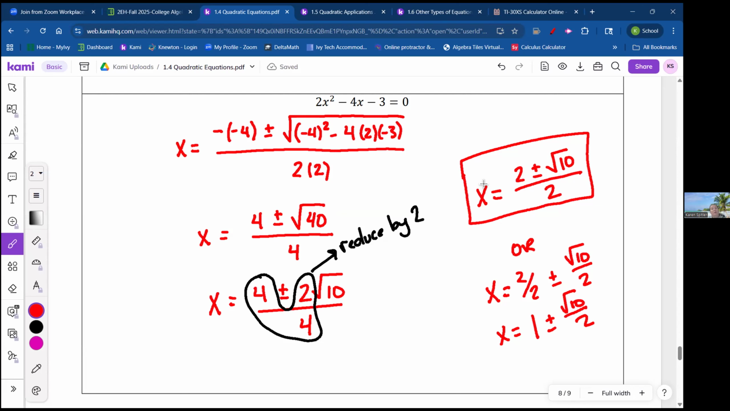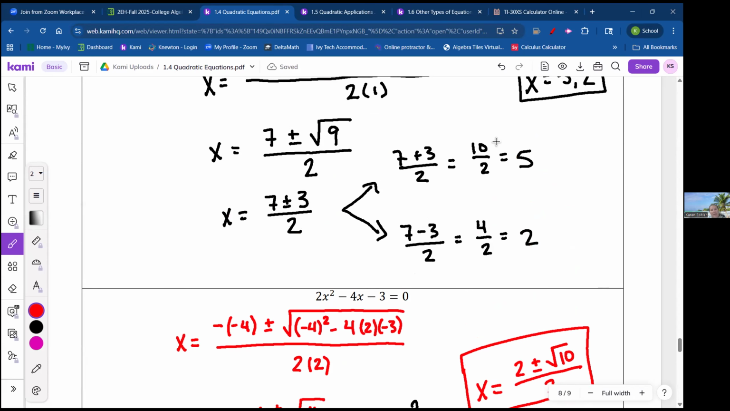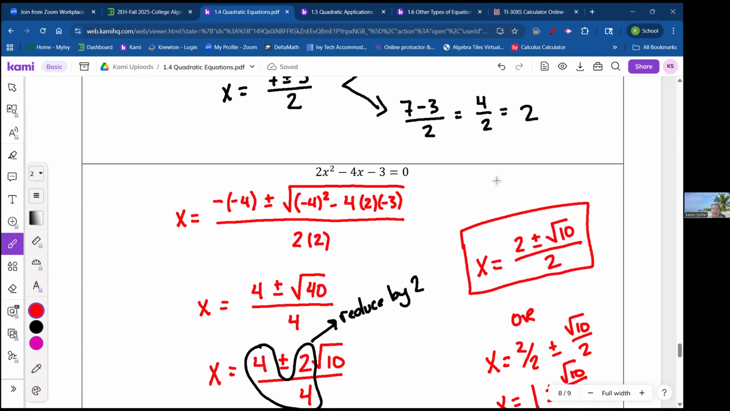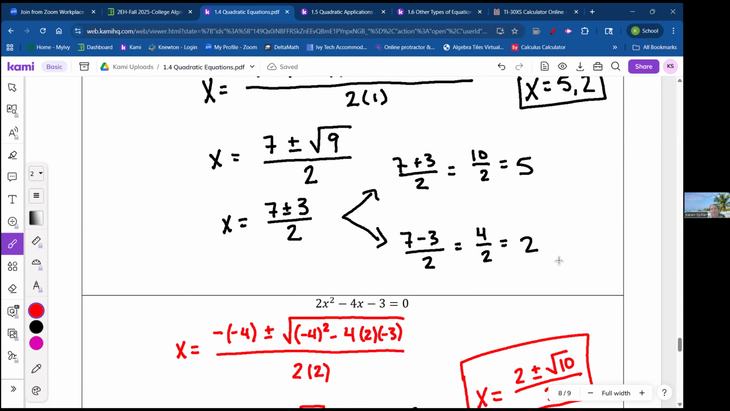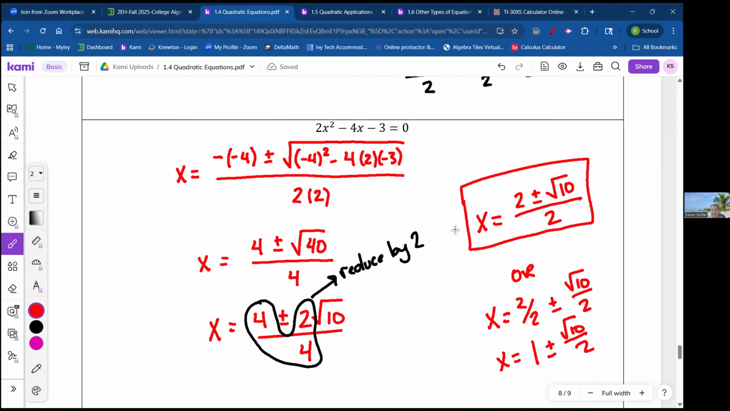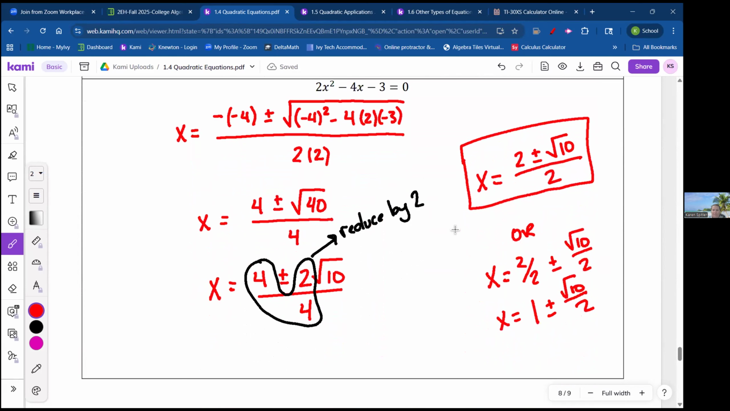Now, the difference between the red answer and the black answer is the red had a square root in it, which we cannot simplify without turning it into a decimal, which is a no-no unless asked to do so. Whereas the black ones had no square root, and so we could easily add and subtract those numbers without having decimals. Questions, comments, concerns?